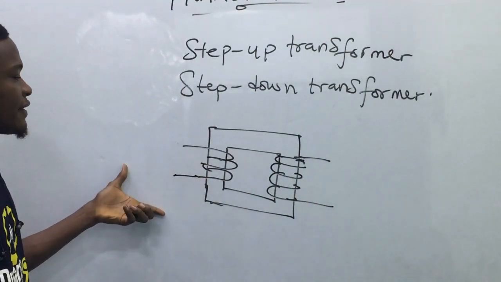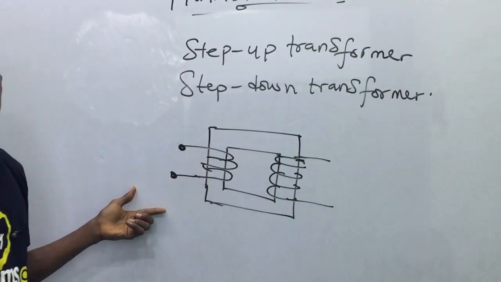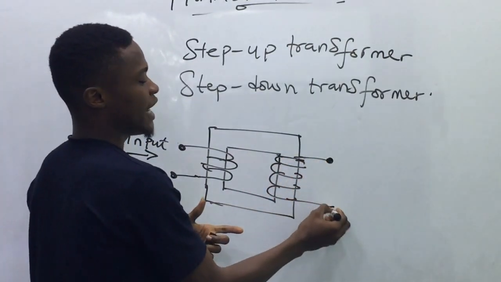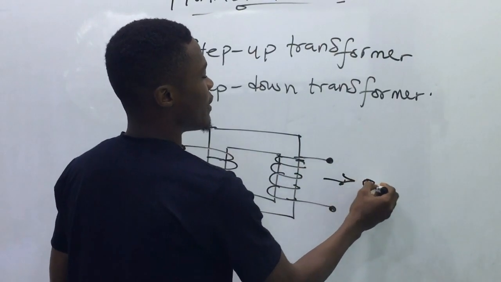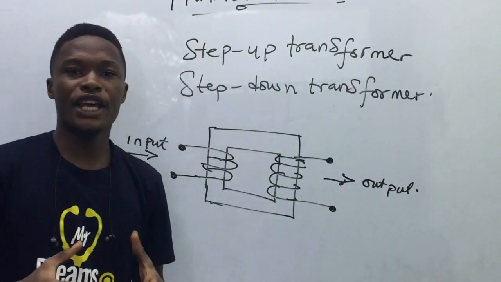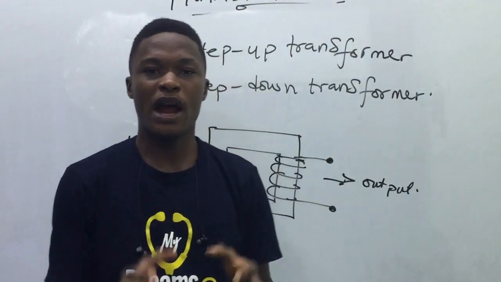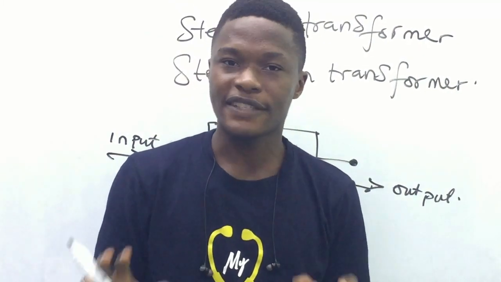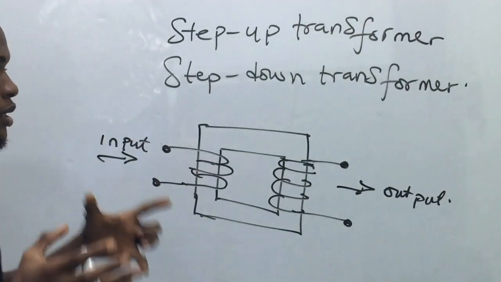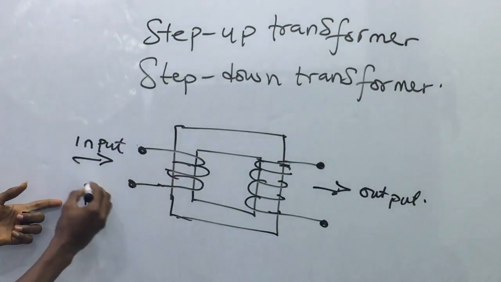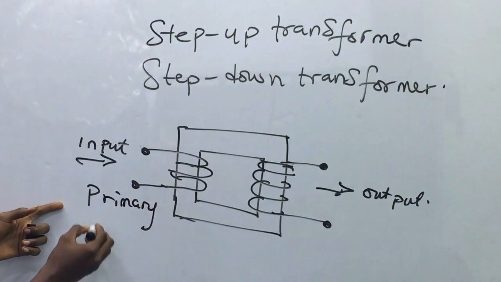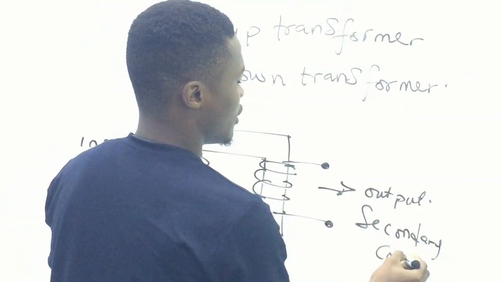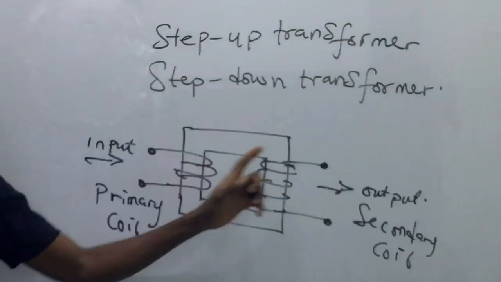The one on the left-hand side, through which I can put in my voltage, is my input side. Then I can also obtain my voltage here. This is our output. The input of any transformer is always known as the primary of the transformer, and the output of the transformer is known as the secondary of the transformer. That is the basic structure of a transformer. So here I'm going to call this my primary coil, and then we have our secondary coil. These are the two coils of a transformer, the primary coil and the secondary coil.